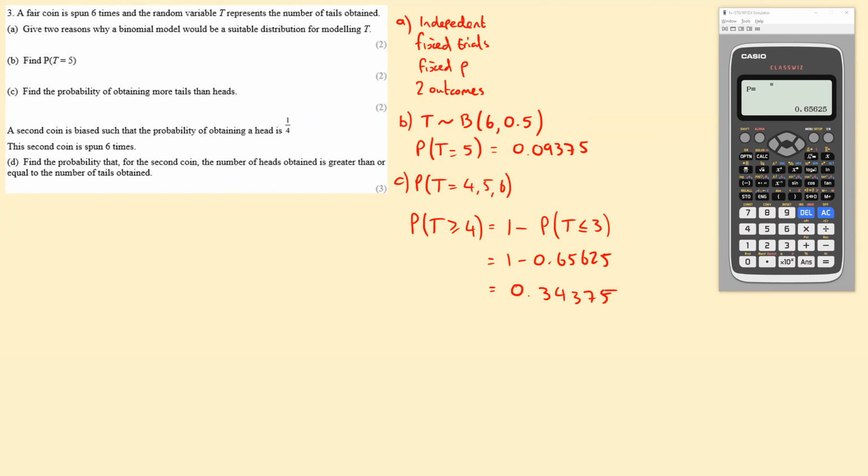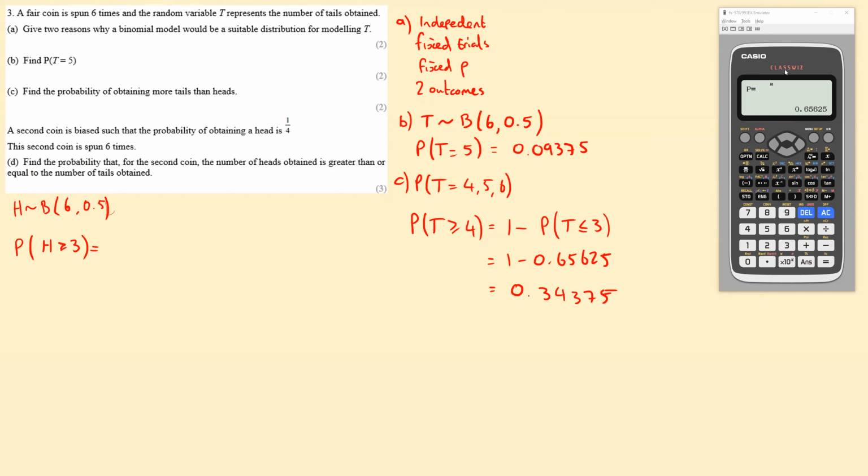So this time we've got a slightly different one. We're talking about heads here. So it's the same idea though. Heads is modeled binomially, 6 times 0.5. So I'm just going to use the H instead now. Which heads is greater than or equal to. So in this case, I want P of H to be greater than or equal to 3, isn't it? Because I want 3, 4, 5, and 6.